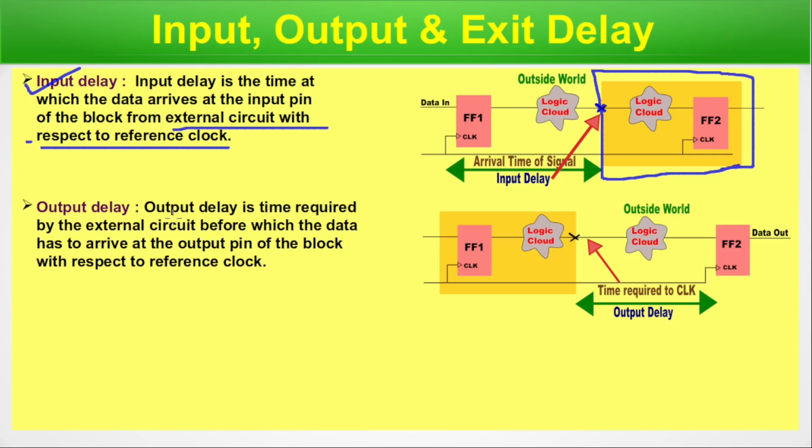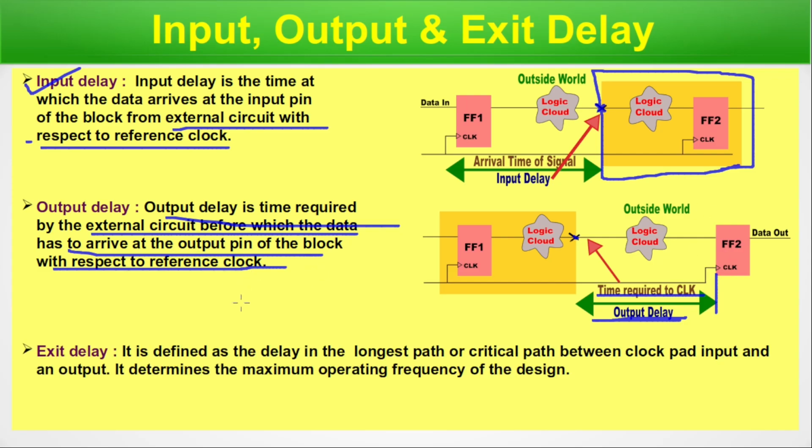Output delay is the time required by the external circuit before which the data has to arrive at the output pin of the block with respect to the reference clock. From this system, the signal leaves from this point and goes to this output point. This is the output time or output delay, the time required to go to that point.